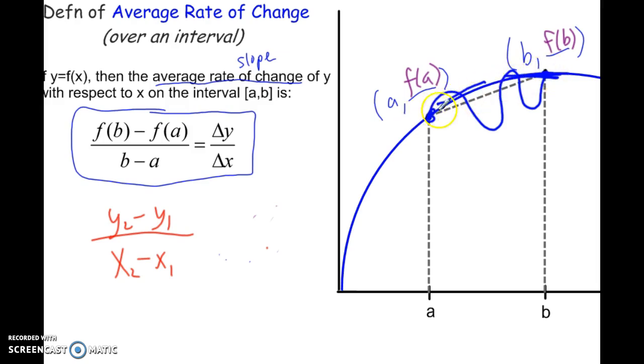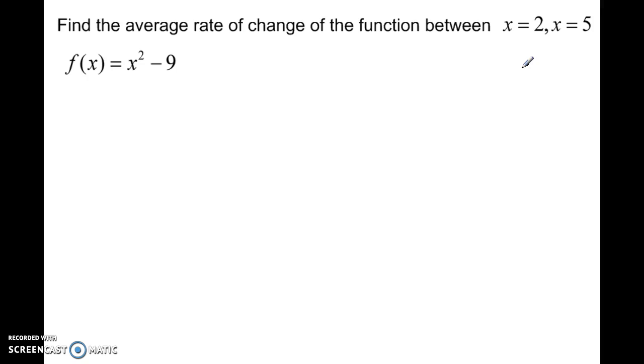The average rate of change. So you could be increasing, decreasing, but the average would be just the slope between those 2 points. And so that's basically what we're finding here, the slope between 2 points. So let's use this to find the average rate of change of the function between x equals 2 and x equals 5.